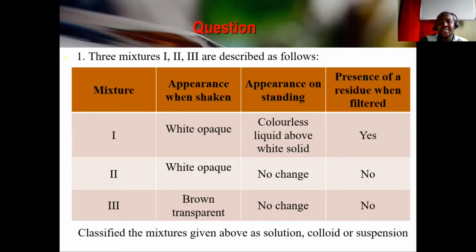All right, so let's go. Are we finished classifying them? Anyone finish with this?